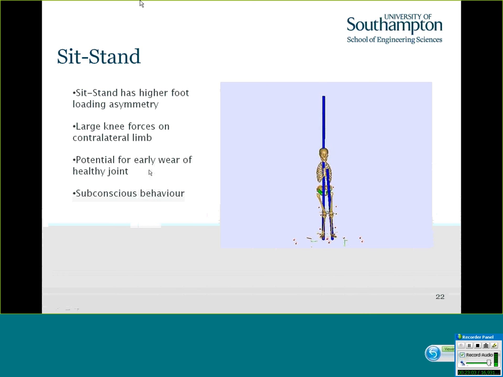And this has a potential for the early wear of the healthy side. And because the body is trying to protect this damaged joint, often the patients are performing this subconsciously. In their opinion, they think they're putting an even amount of weight on both sides. However, we can see from the force plate data that actually there's a large asymmetry in the way they load their 2 limbs during sit to stand.